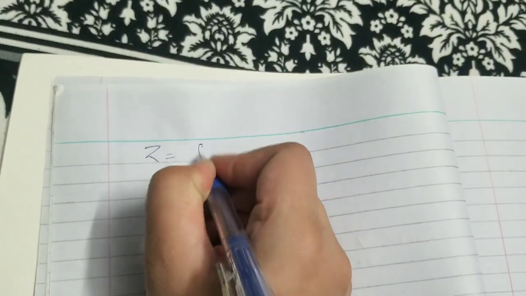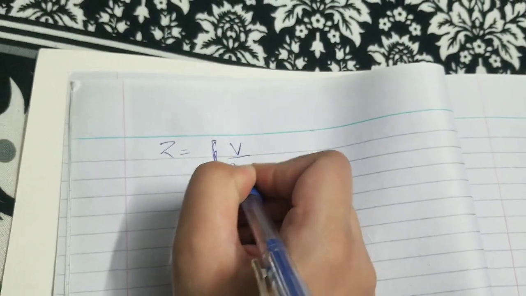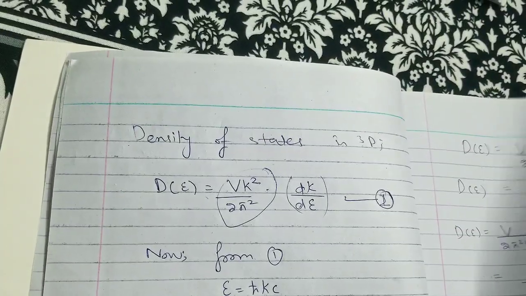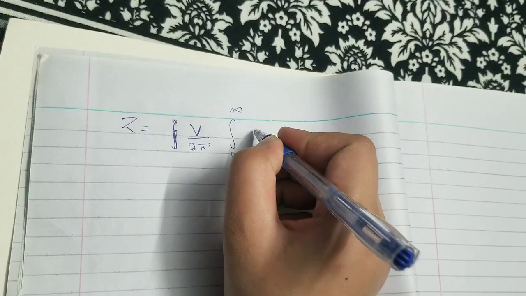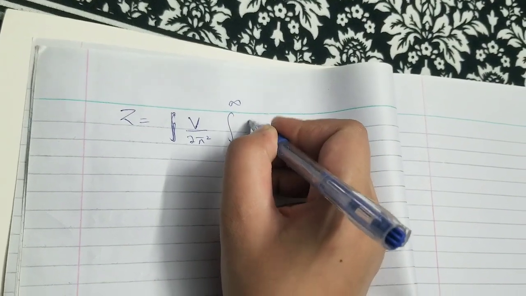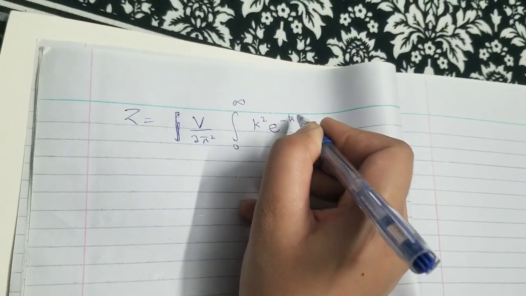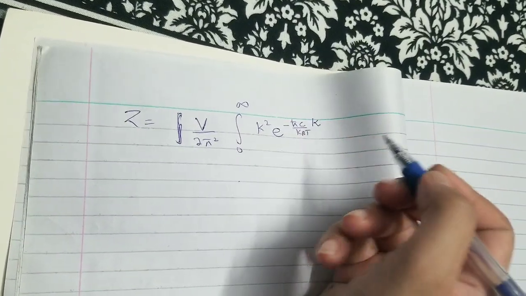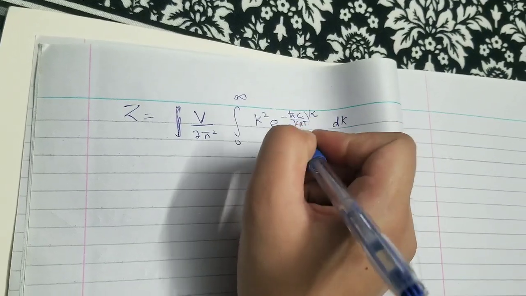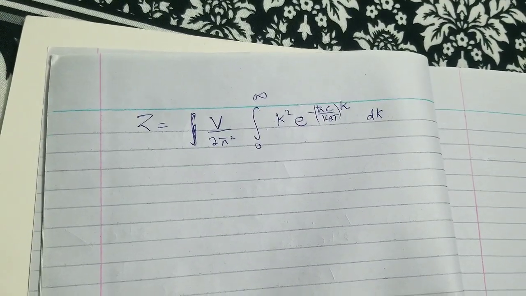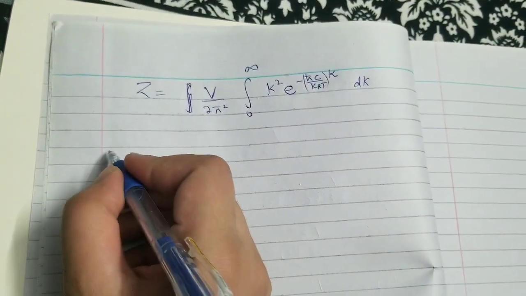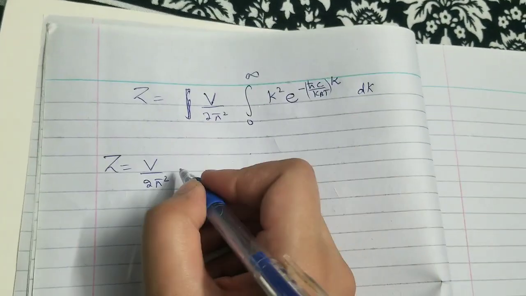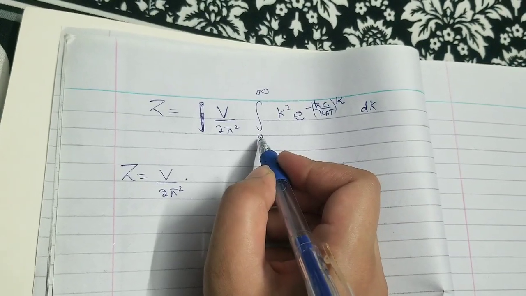And Z is equal to V by 2 pi square, integral from 0 to infinity of k square e to the power minus h cut c k by kbT. These are constant quantities into k, which is the wave vector. I'm just writing them separately. Okay, now let's solve this integral. It's 2 pi square, and limits run from 0 to infinity.